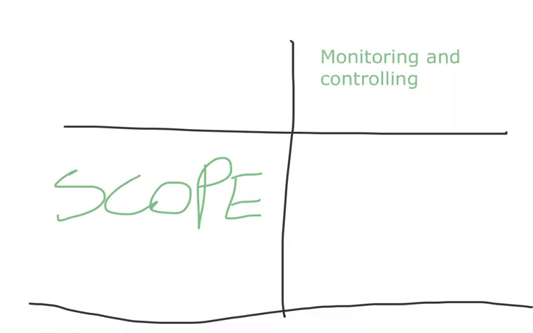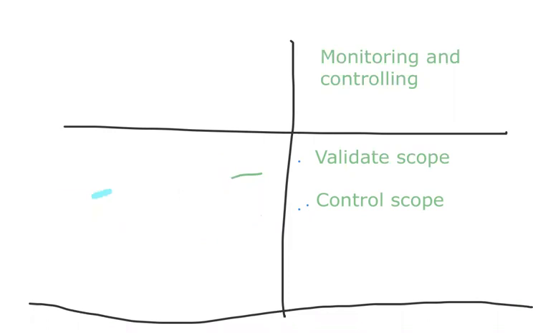All right. So the answer, my friend, for the very first one is validate scope. The second process is known as control scope. And those are the 2 that are under scope and monitoring and controlling. You got just a few more.